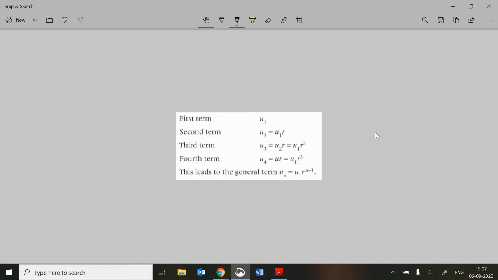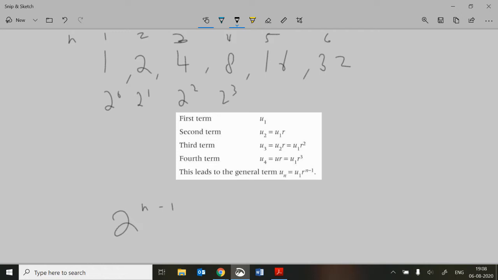In 1A, we talked about a geometric sequence being something like 1, 2, 4, 8, 16, 32. I don't know if you know what you'd call those things. I would call them the powers of 2. So we go 2 to the 0, 2 to the 1, 2 squared, 2 cubed, and so on. If n is the term number at the top, 1, 2, 3, 4, 5, 6, then this sequence would simply be 2 to the n minus 1. You can see the power is always 1 less than the n number.